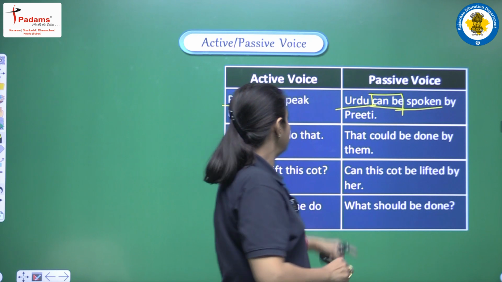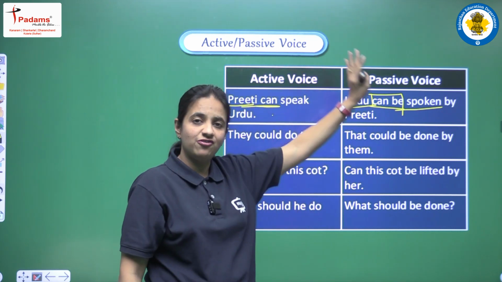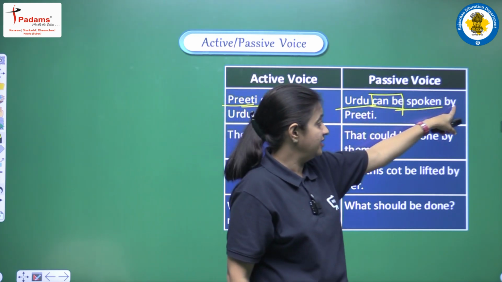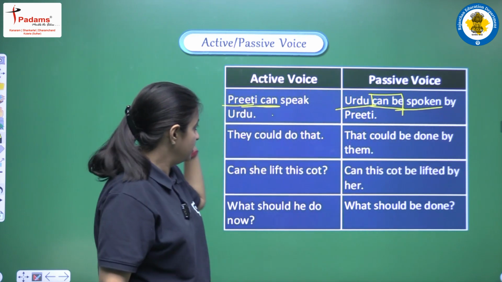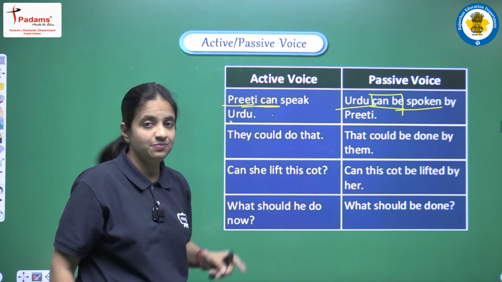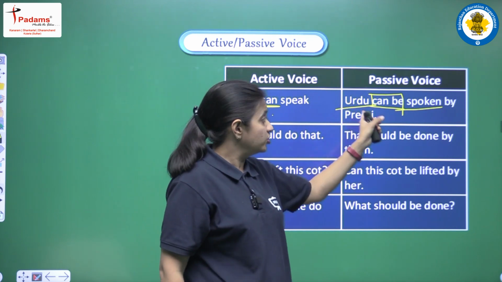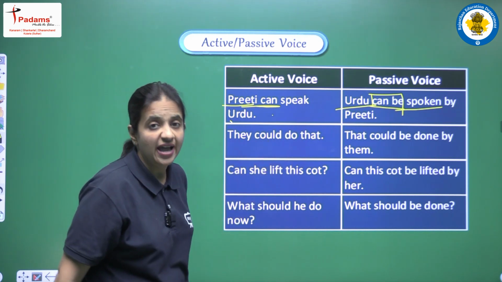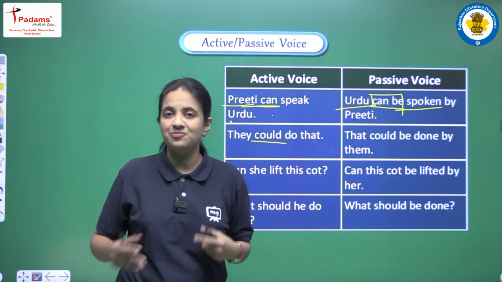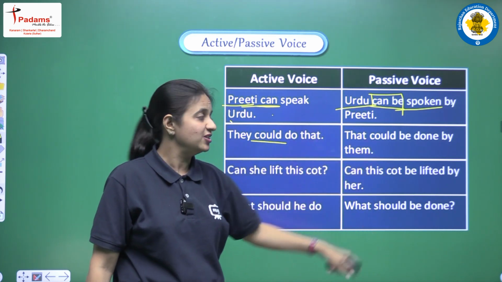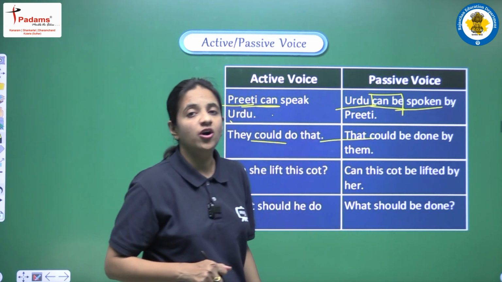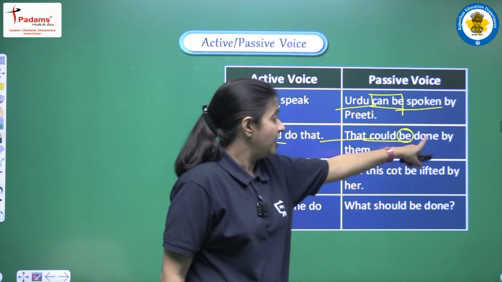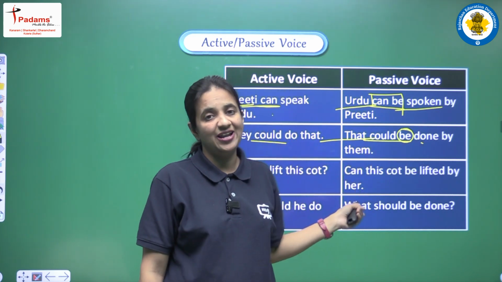After that the third form, that is spoken, because speak is the first form, the third form will be spoken, and in the end of the sentence we are writing the subject, that is Preeti, and yes, we are writing by also. So the sentence of active voice is Preeti can speak Urdu, and the passive voice will be Urdu can be spoken by Preeti. Next is they could do that. So here we are having could, that is one of the modals. Now when we are converting the sentence into passive voice, first of all we are writing the object, then the same modal, and we are adding be with that modal, the third form of the main verb, and the subject in the end of the sentence.